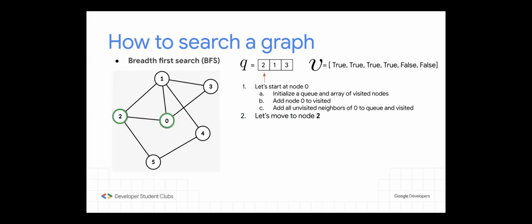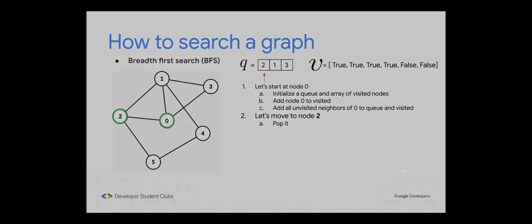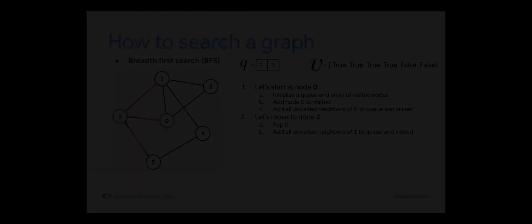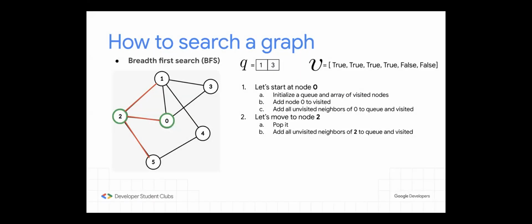So the next step is we're going to move to node 2. And we go to node 2, like I mentioned earlier, because it's at the front of the queue. So I'm going to dequeue that very front of the queue. Once I decide to move to node 2, I'm going to pop it from the queue because I'm working with it right now. It is no longer in line. Now that I've popped it, I'm going to do the same thing. I'm going to add all unvisited neighbors of 2 to the queue and mark them as visited.